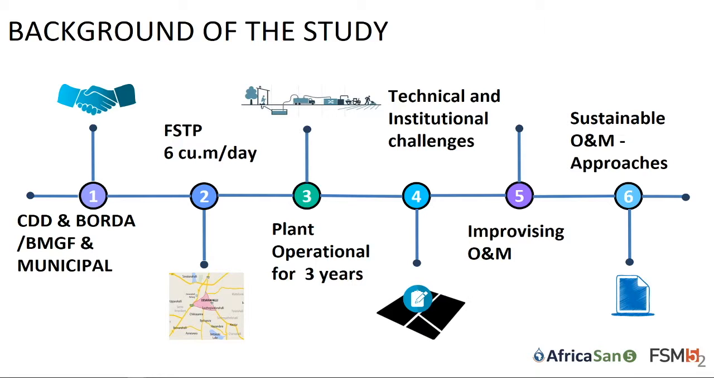During the operation, a lot of technical as well as institutional challenges were faced. That put a question to us: how do we improve the O&M? Because we can replicate the same technology everywhere, or replicate different technology anywhere, but the problem with O&M will still be the same. The fecal sludge characteristics coming from each city, and from each household, are different. So every time you get a load, the challenges will be different.